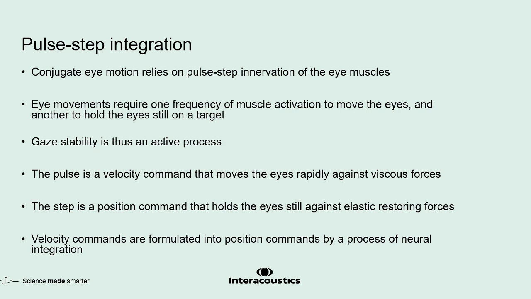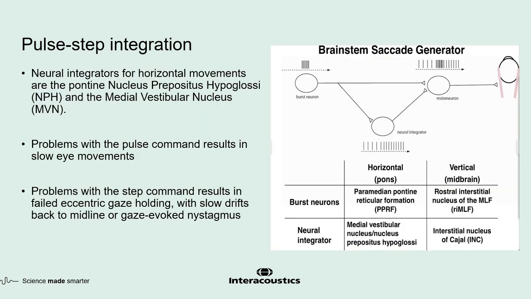So the pulse is a velocity command. It's not a target command, it's a velocity command that moves the eyes rapidly against viscous forces, and that has to be converted to a step command that holds the eyes still once you reach the target against elastic restoring forces. So velocity commands are formulated into position commands by the process called neural integration. Now, neural integrators for horizontal movements are in the nucleus prepositus hypoglossi, the NPH, and the medial vestibular nucleus. And so essentially we consider these things to be the neural integrators.